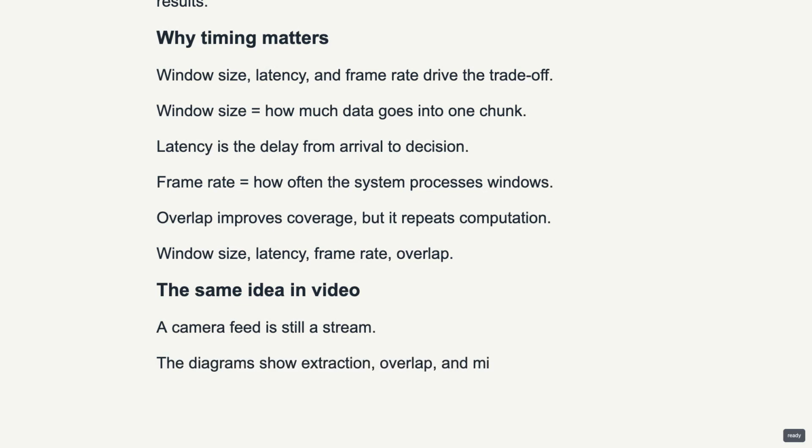Those visuals are there to make the mechanics concrete. One frame shows a window taken from a stream, another shows how overlap changes coverage, and another shows what happens when the sampling rate is too low. The point is operational, not decorative.